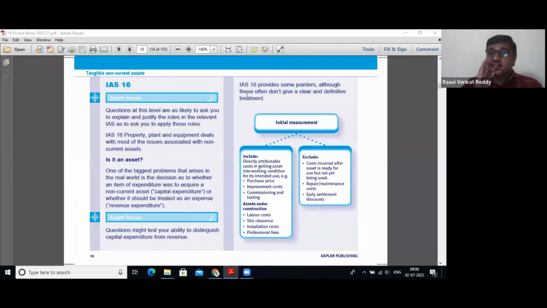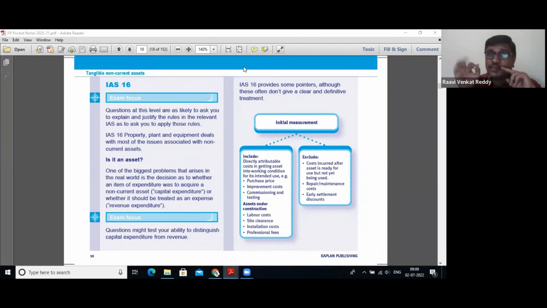So when it comes to assets under construction, we will be including the labor costs, the cost incurred towards labor. Site clearance. Yesterday we discussed an example regarding site clearance. Installation cost, professional fees. Professional fees is nothing but the amount paid to the surveyor and other expenses. So what expenses are to be included in the cost of the asset? All the expenses which are incurred to make the asset into working condition. And if it is related to a construction, the labor expenses, site clearance, installation cost, and professional fees, all these expenses are to be included.